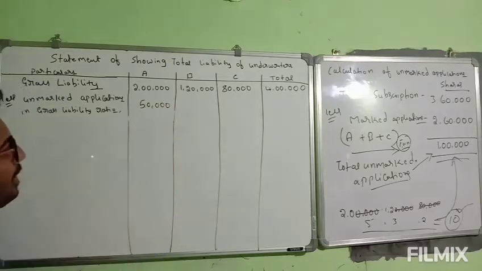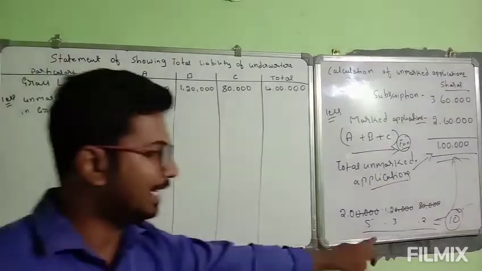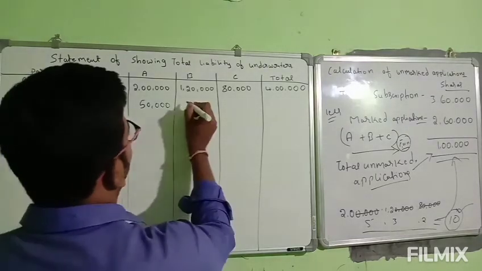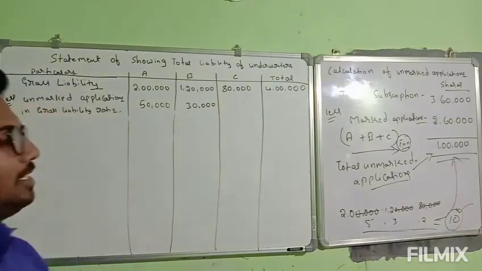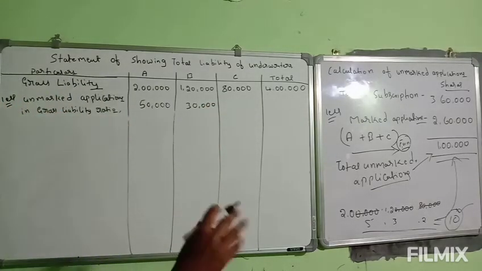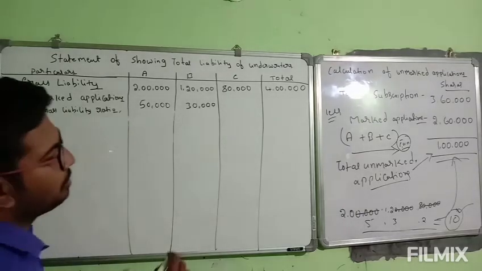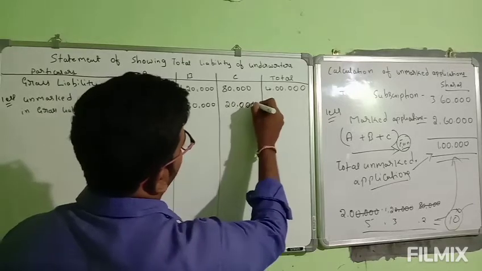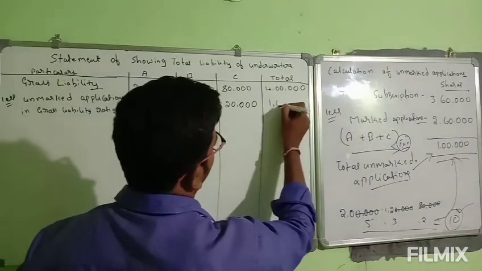1 lakh into 5 by 10, you will get 50,000. Similarly again for B, B share will be 3. So 1 lakh into 3 by 10, you will get 30,000. So again C calculate, C share will be 2. So 1 lakh into 2 by 10, you will get 20,000. So total unmarked applications will be 1 lakh here.